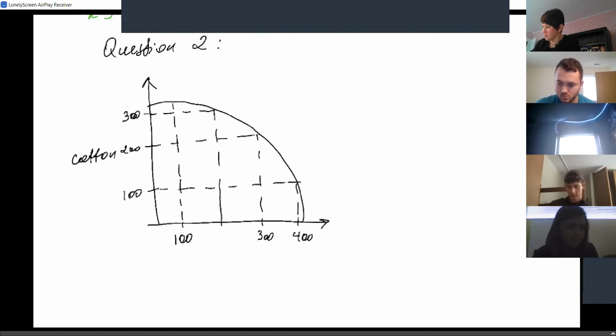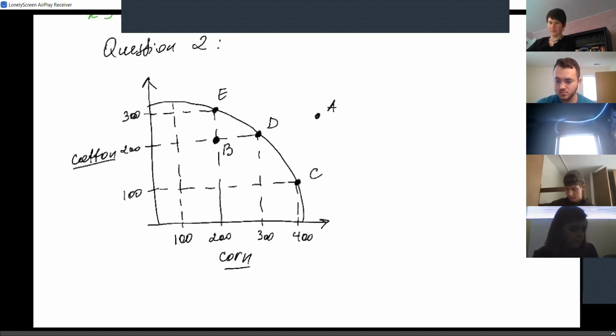Take the corn right there. So the vertical axis, we're producing cotton. The horizontal one, we're producing corn. Let's see what I have. C. Let's have these points: D, E, A, and B. Okay, so 1, 2, 3, 4, 5 points: A, B, C, D, and E.